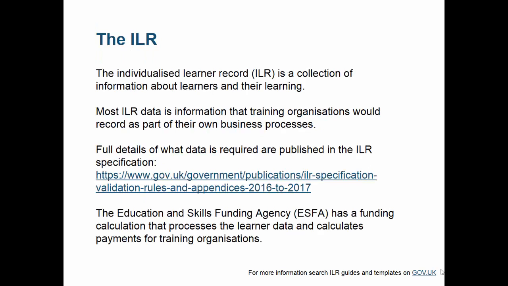I'm the application manager for the data collection systems. So the ILR is a collection of information about learners and their learning. Most of the ILR data is information that training organisations would record as part of their own business processes. Full details of what is required are published in the ILR specification, and we have included a link to this document. There is a new version of the ILR specification published for each academic year, as requirements can vary.